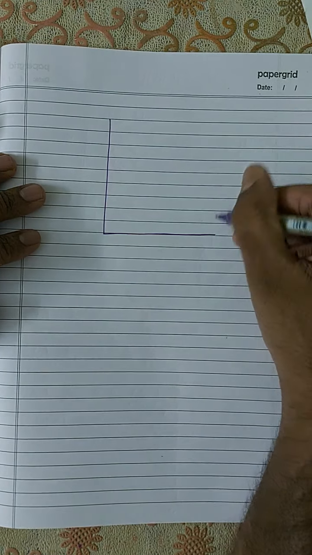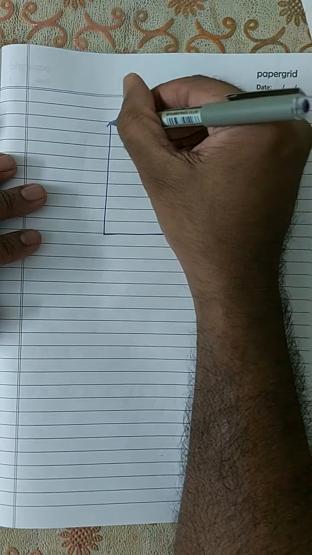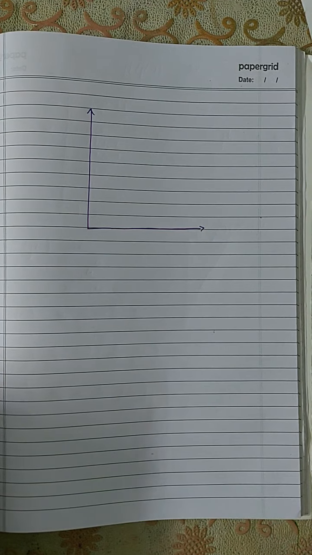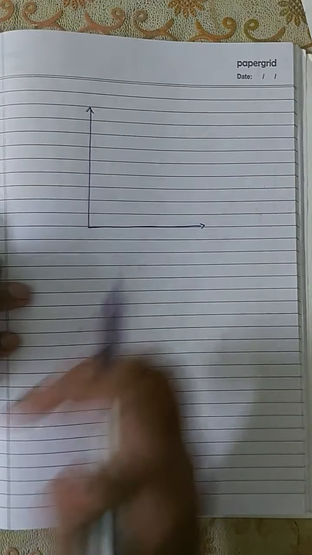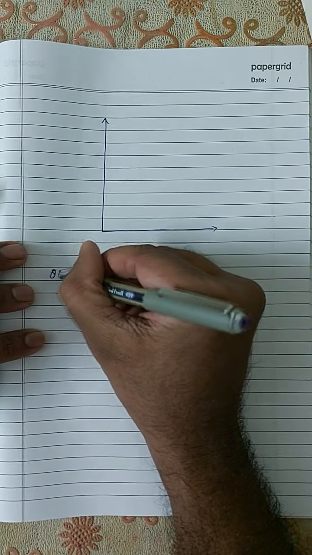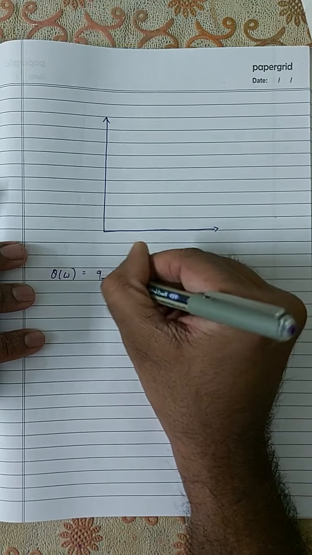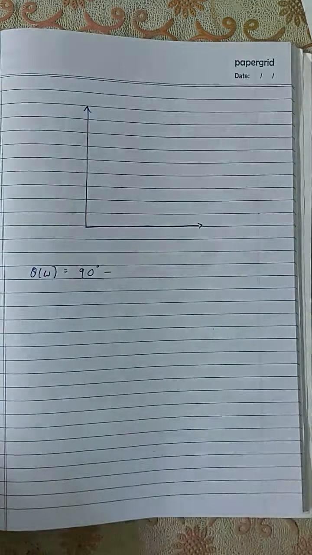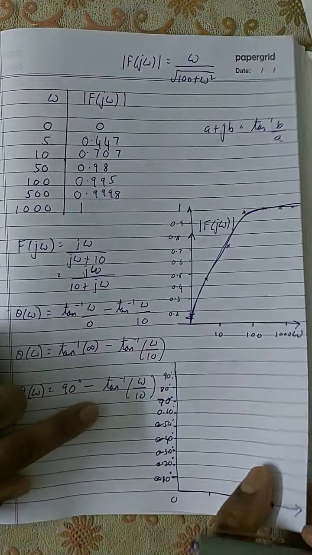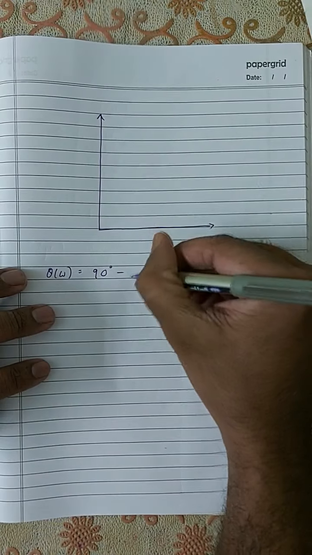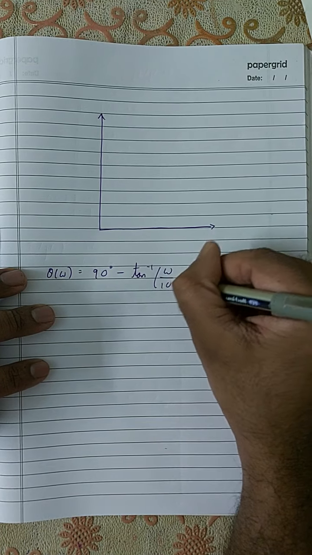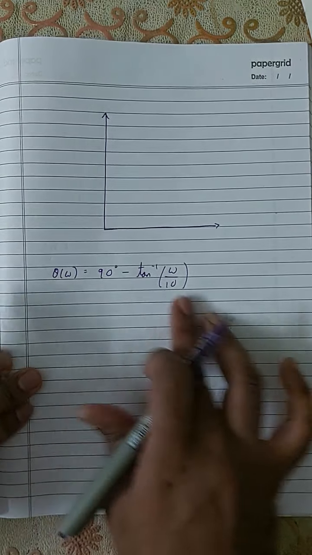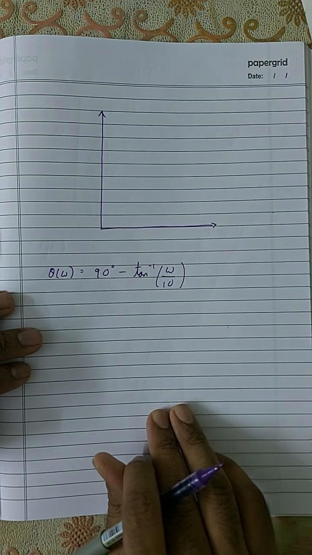You know what, I think the best way to draw the phase angle is by looking at the values of the answer. Let me write it. Theta of omega is equal to 90 degree minus tan inverse omega by 10. Let's plot the values and then we will decide what should be the range. I think that is the best way.